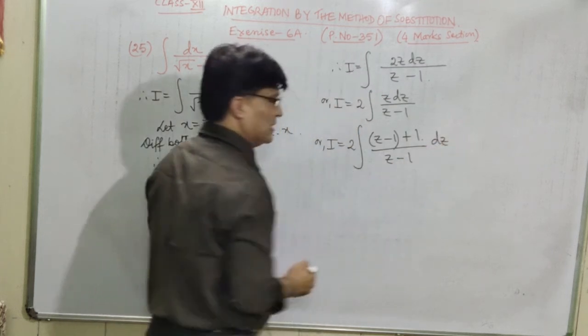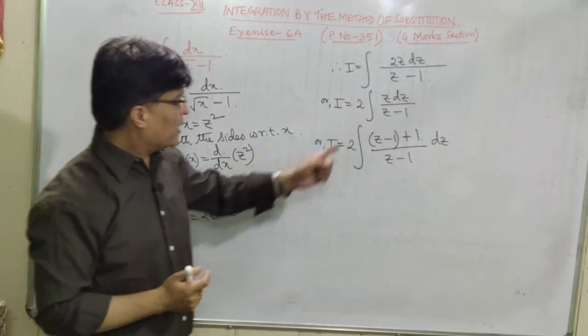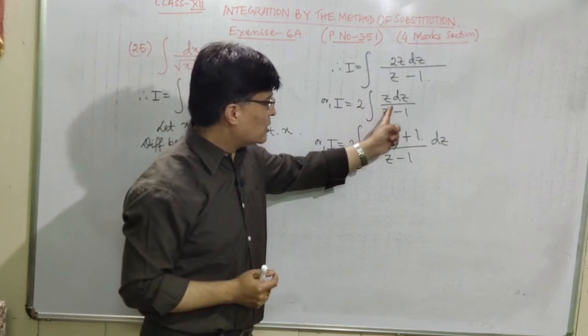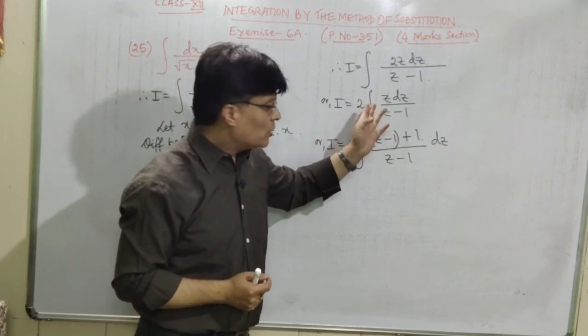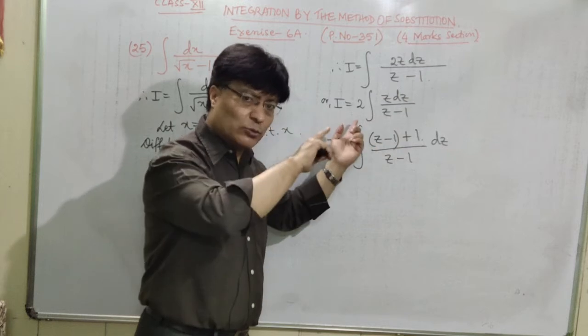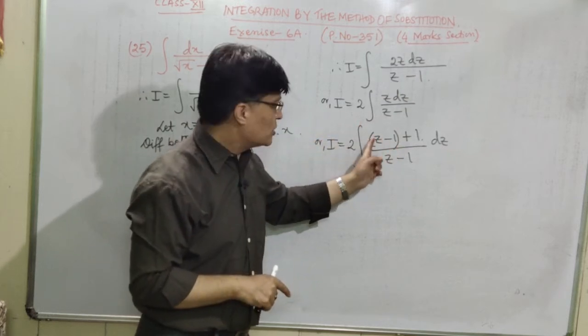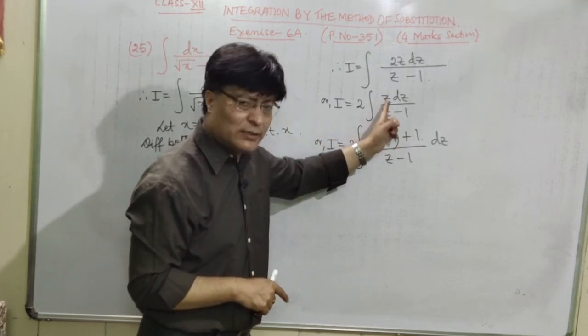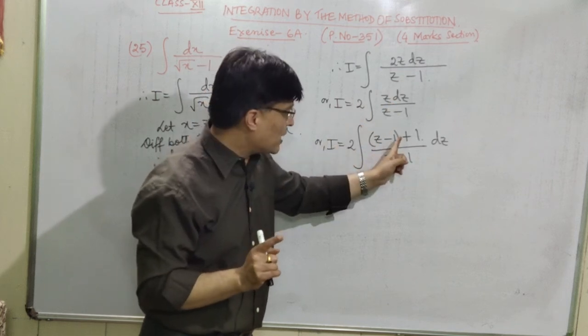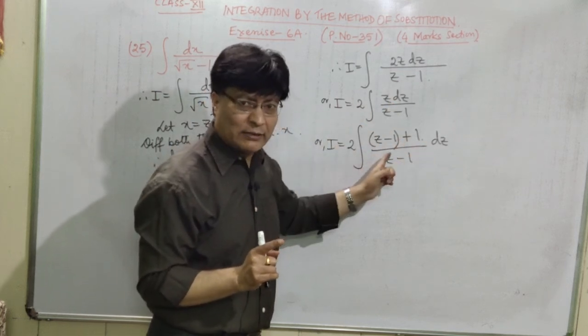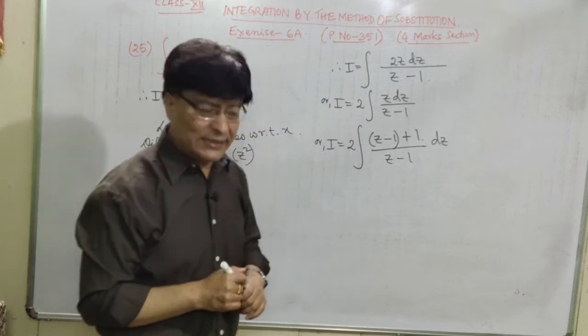Then what do you write? dz. So where the highest power of z in the numerator is 1 and the highest power of z in the denominator is also 1, whatever is in the denominator, we write the same in the numerator. That is z minus 1. So z is correct here, but is there minus 1 here? No. So you have to cancel it. So write plus 1, whole divided by z minus 1 dz.